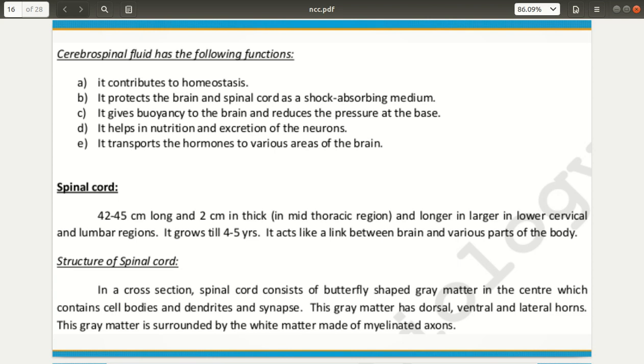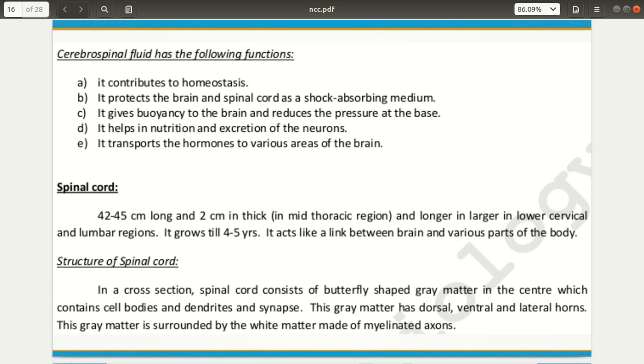The spinal cord is 42 to 45 centimeters long and 2 centimeters thick in the mid-thoracic region, and larger in the lower cervical and lumbar region. It grows till 4 to 5 years. So spinal cord acts like a link between brain and various parts of the body.